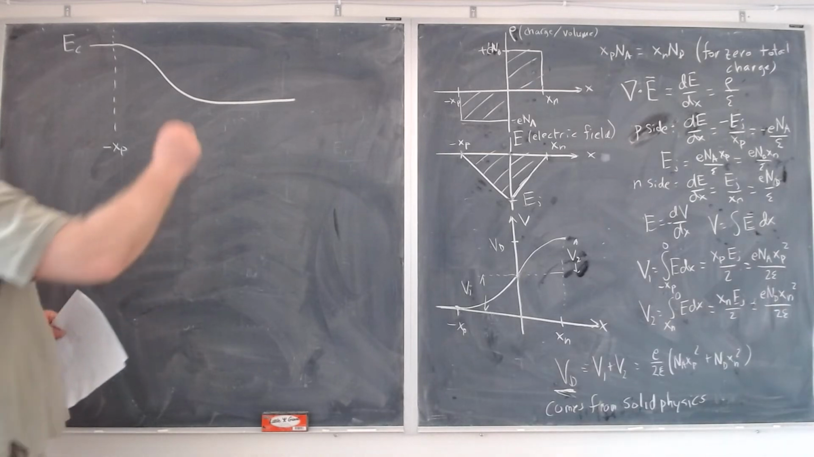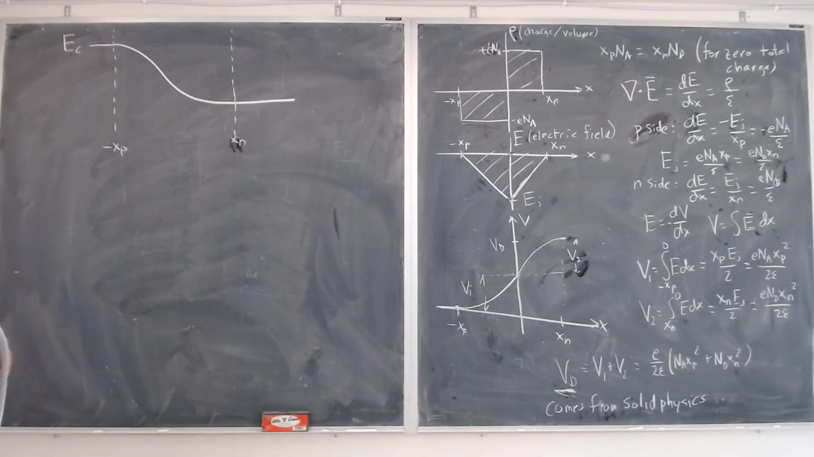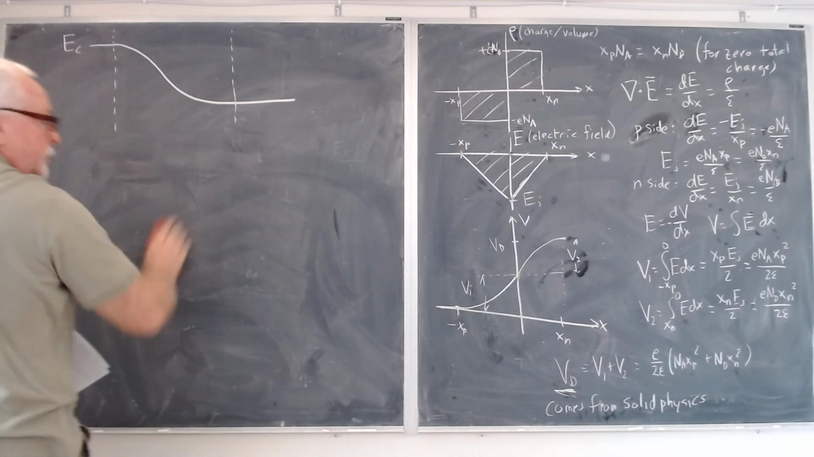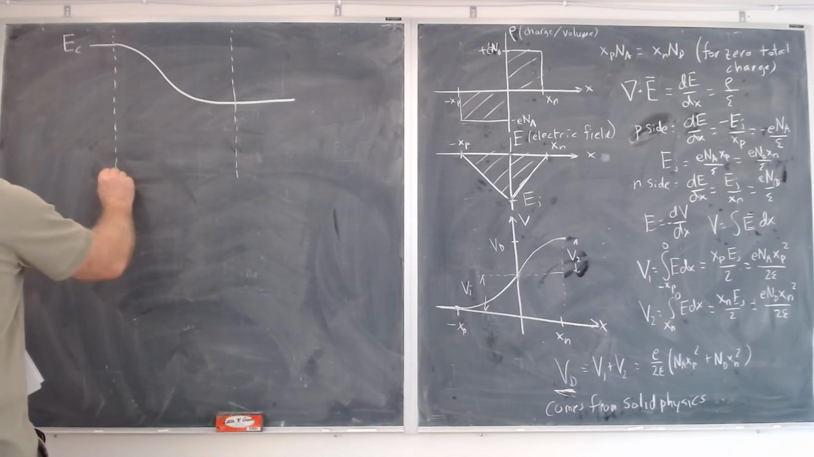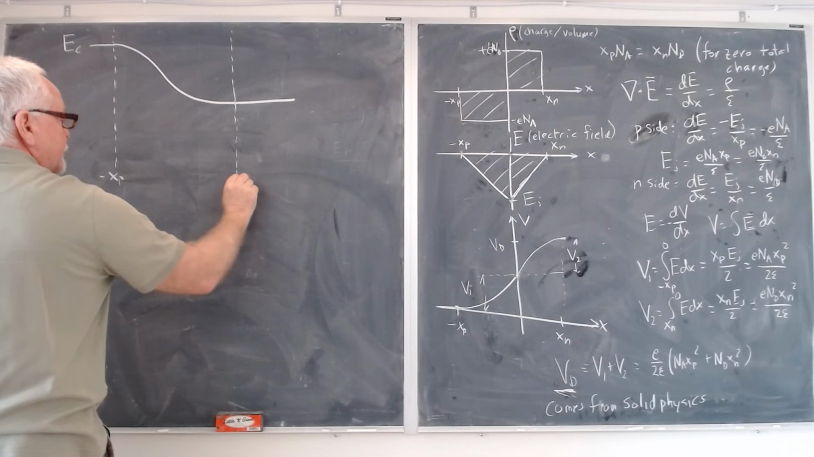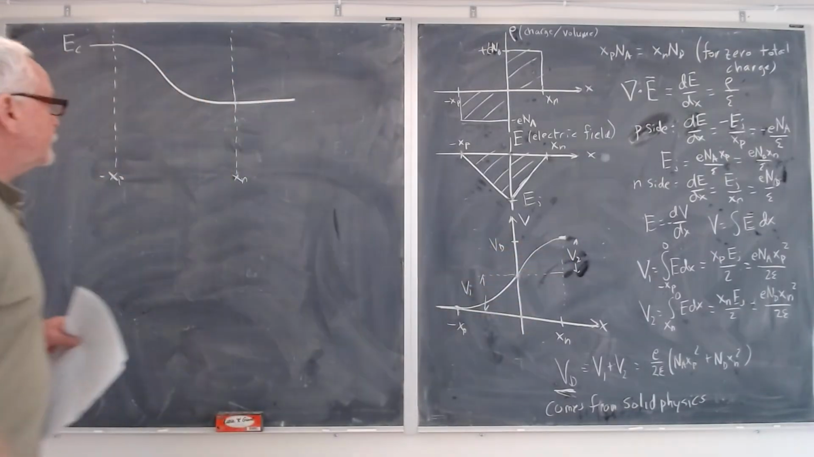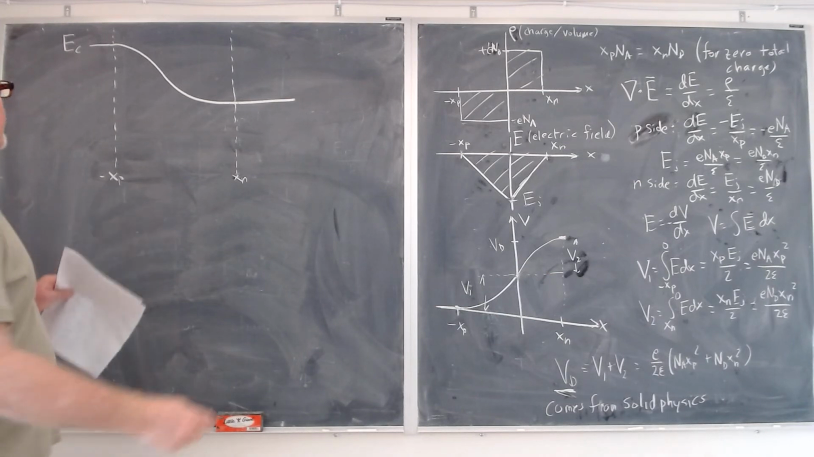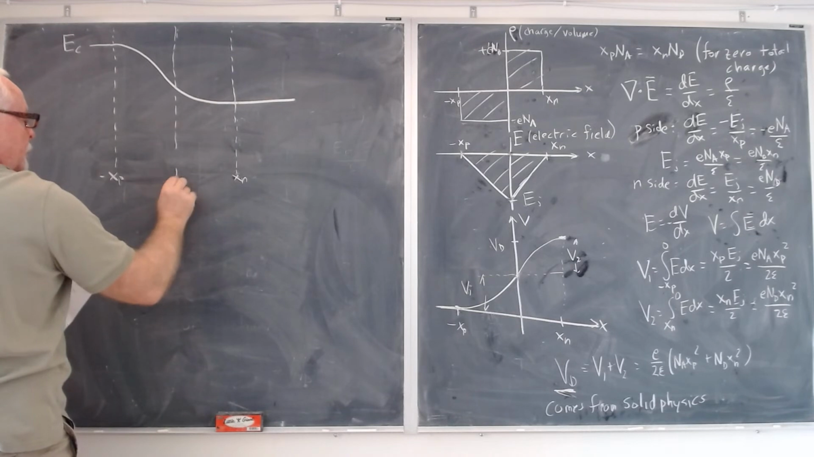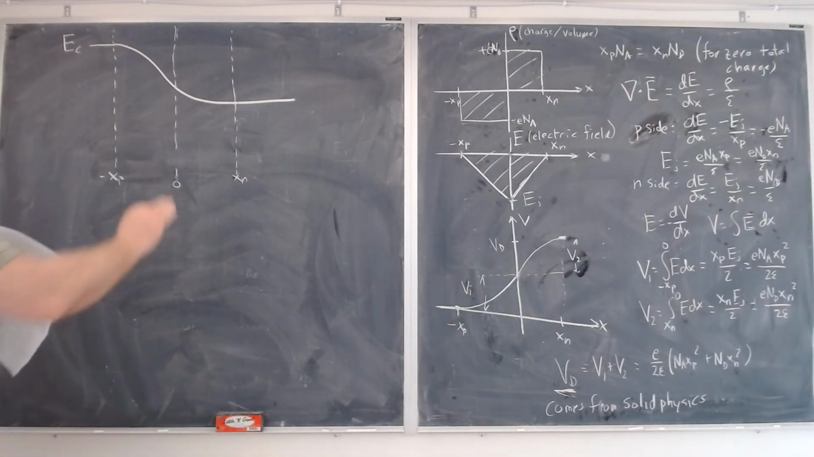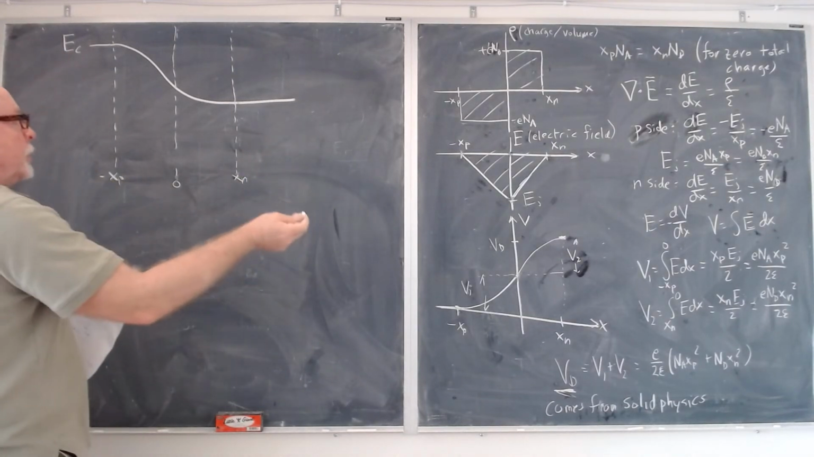Now, the next step is you draw X of n. And actually, I need more space here. So this is minus X of P, and this is X of n. And again, the slope is 0 there, because the electric field is 0 there. Now, just sort of getting everything straight. We have our junction here. This is X equals 0. And on this side it's P type, and on that side it's N type.